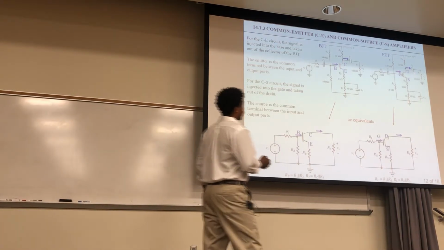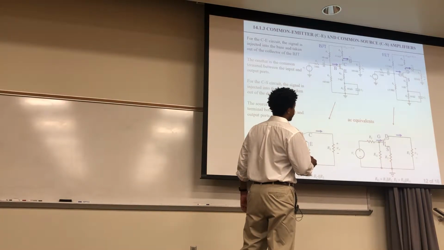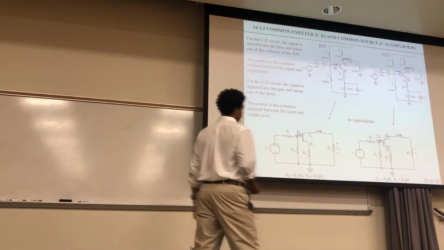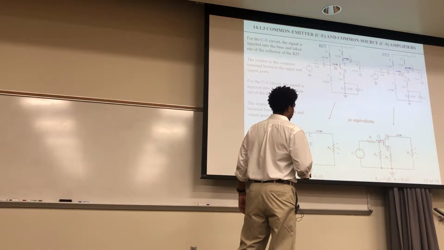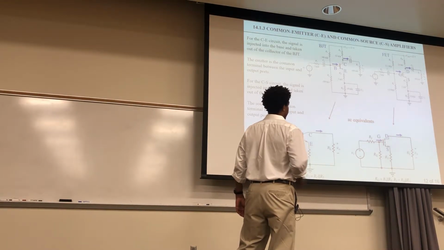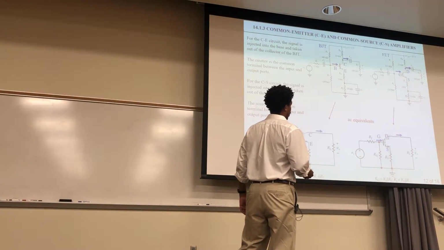Same thing happens over here. These right here become short circuits. This right here becomes bypassed. So that's why you only have RS right there. And for RG, it becomes R1 parallel with R2 because that becomes grounded, R1 and R2. And for this RL, you have this R3 in parallel with RO.